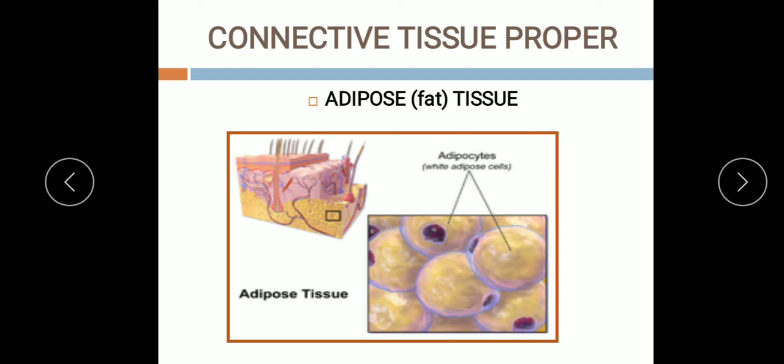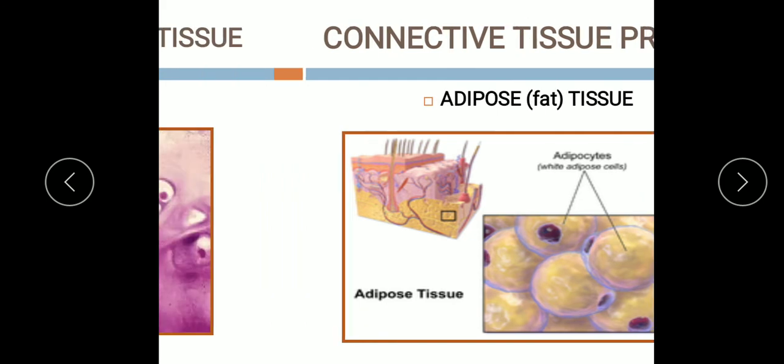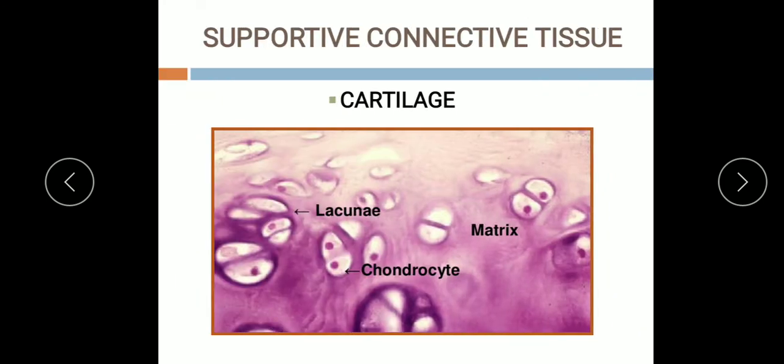So understood, children? Types of connective tissue. The first type we have done is connective tissue proper. Connective tissue proper is of three types: areolar connective tissue, fibrous connective tissue, and adipose connective tissue. Now the second type of connective tissue is the supportive connective tissue. Supportive, as understood by the name, forms the internal supportive framework, which is formed by the cartilage and bones.